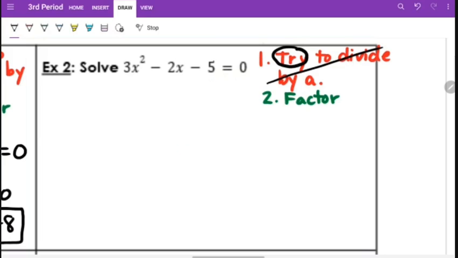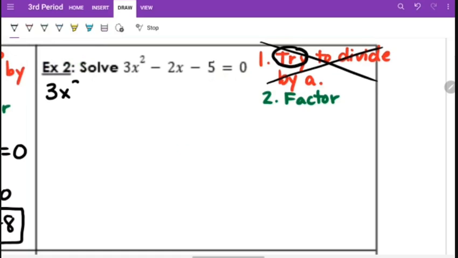We will not always be able to divide by a. So sometimes you're just going to have to draw an X through this step. That did not work. We want whole numbers so that we can factor. If you don't get whole numbers, it simply doesn't work. So instead, we have to move on to step 2, which is factor. Things are about to get different. Things are about to be a little bit more complicated.